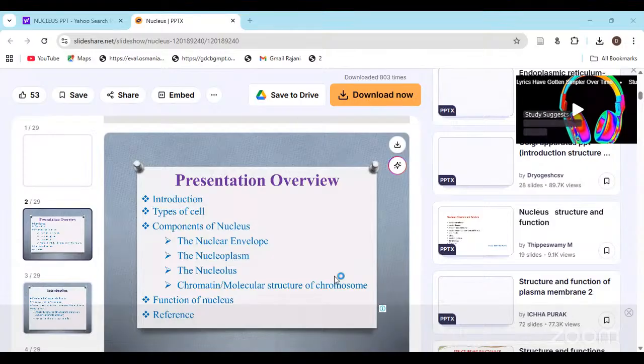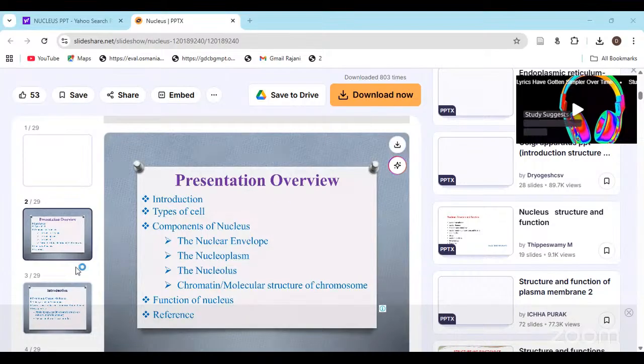It coordinates the cell activities, which include growth, intermediary metabolism, protein synthesis, and reproduction by cell division, by regulating gene expression. All are under the control of the nucleus. These are the functions of the nucleus.